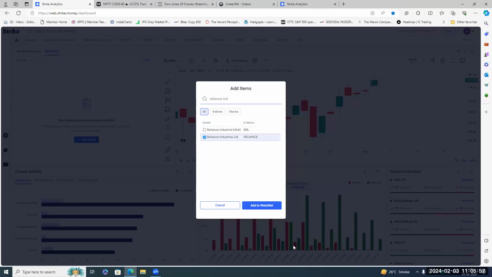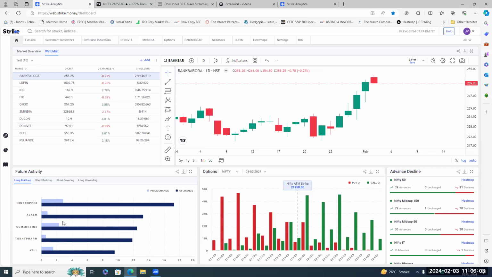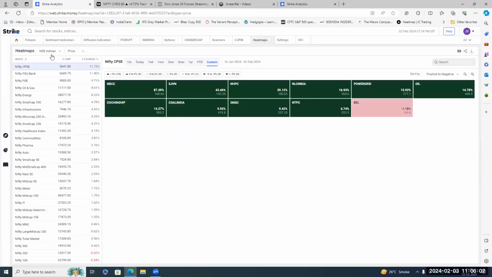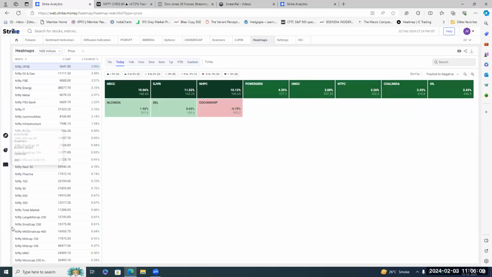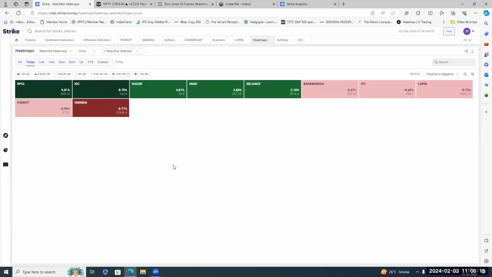So I'll add the Reliance Industries and add to watch list. So my watch list is created. Okay. Now I'll go to heat map. In the heat map, I'll go to watch list based heat maps, and here I've selected all the 3 watch lists. Rather than that, I'll select only the one which I've created just now, and I'll check.